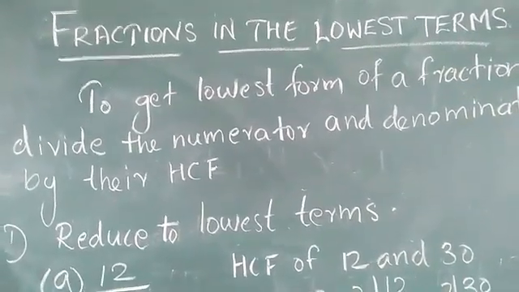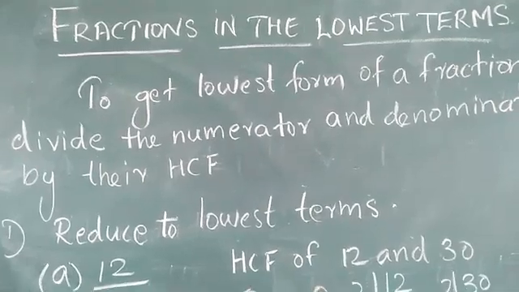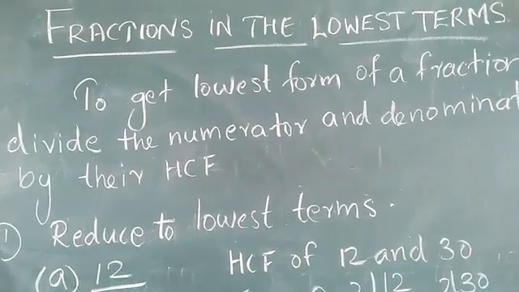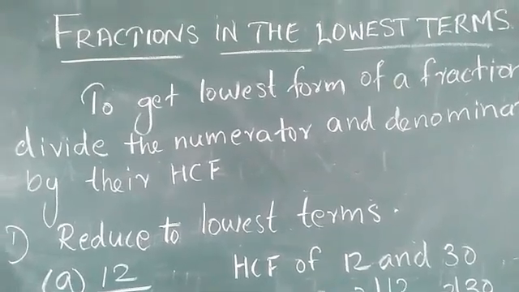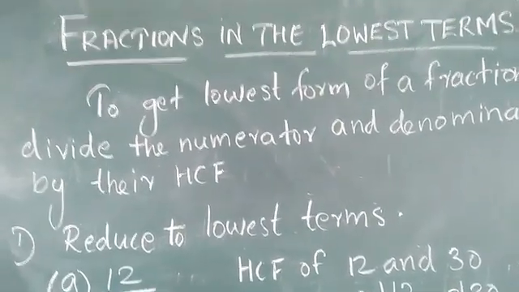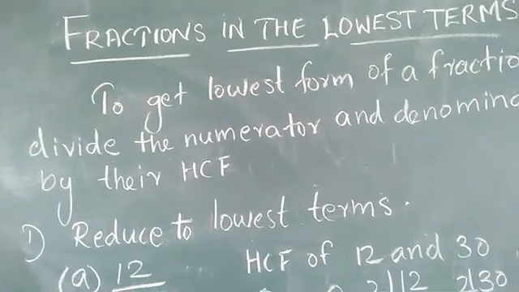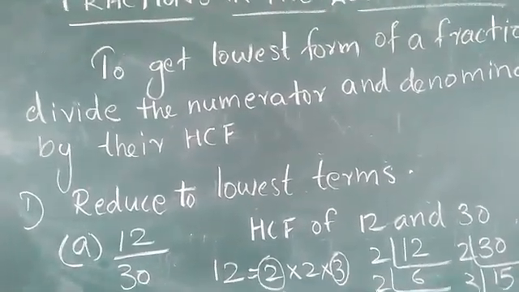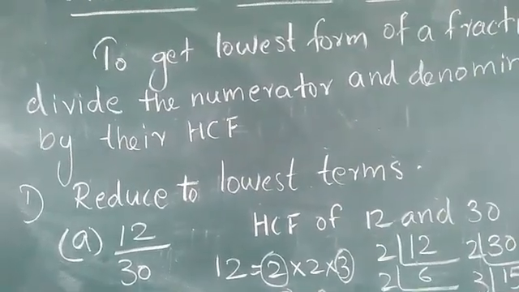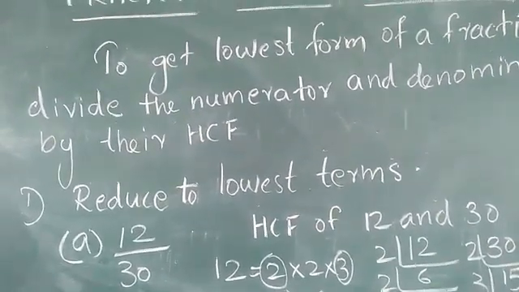What do you mean by HCF? Highest common factor. You have already learned to find HCF and LCM in the previous year. That's it. So, we can do the problem here. Question: reduce to lowest terms 12 by 30.